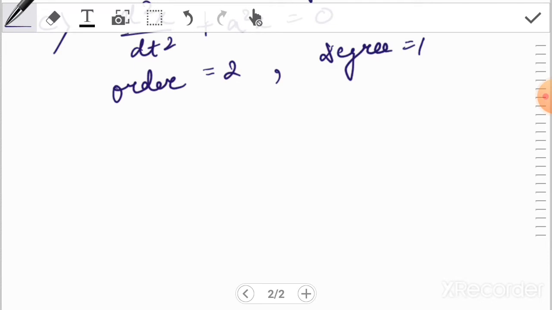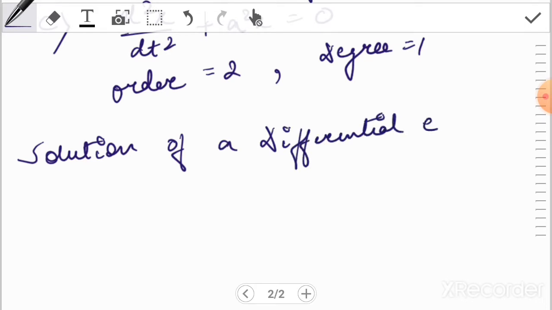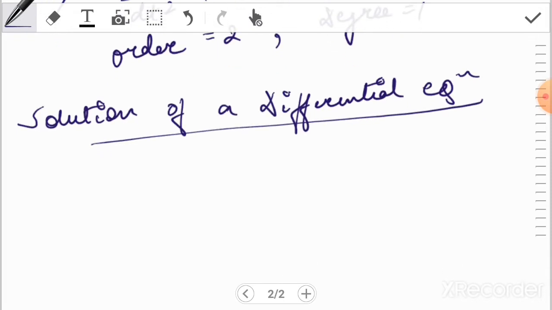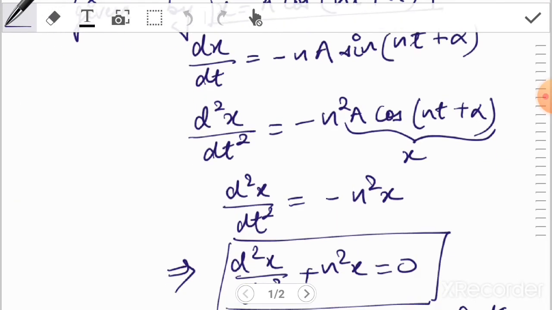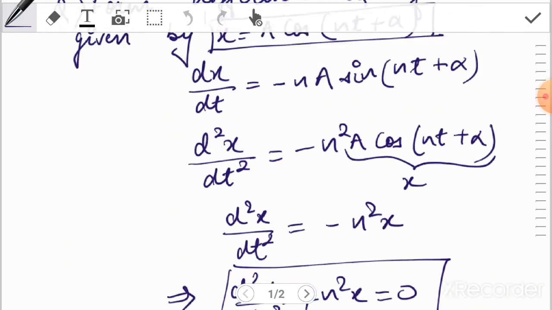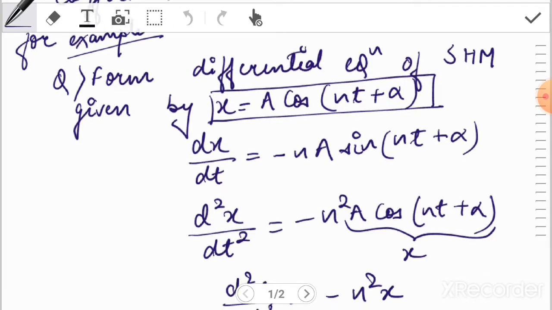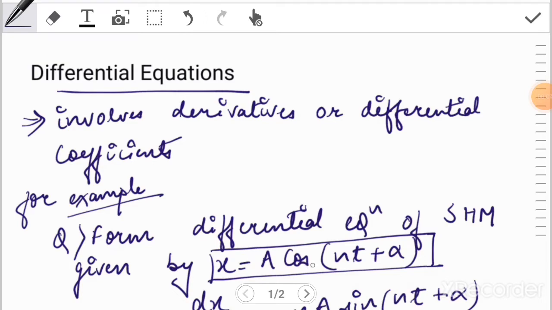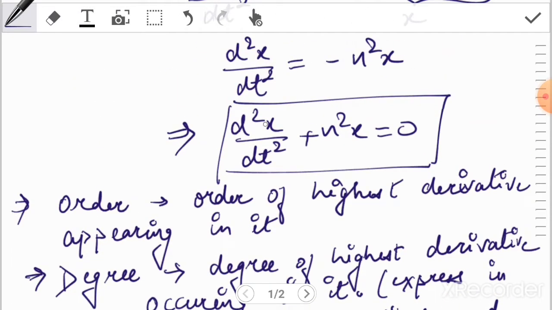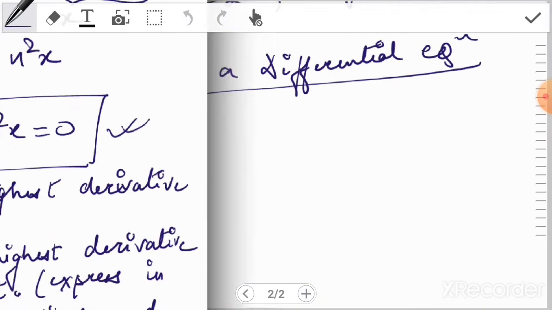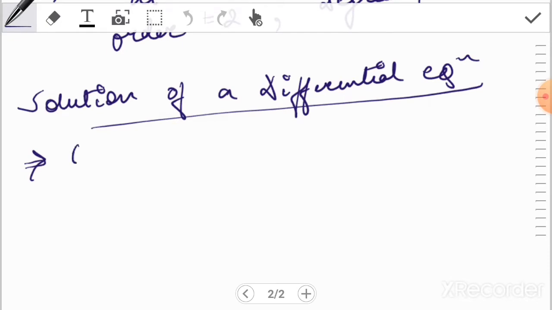Next is solution of a differential equation. As we saw, while finding the differential equation of simple harmonic motion, we can say that x is equal to a cos(nt plus alpha) is the solution of this differential equation. So we have a general solution.